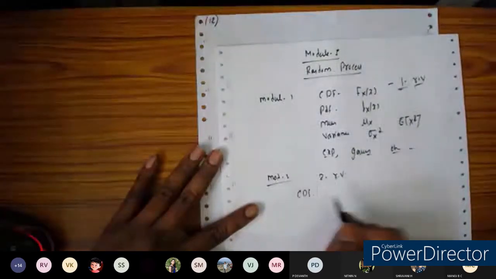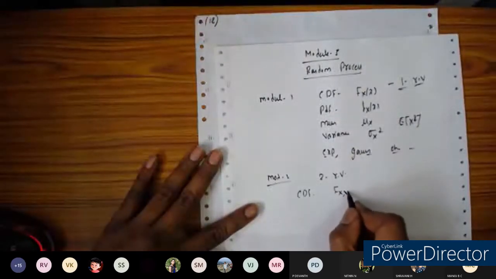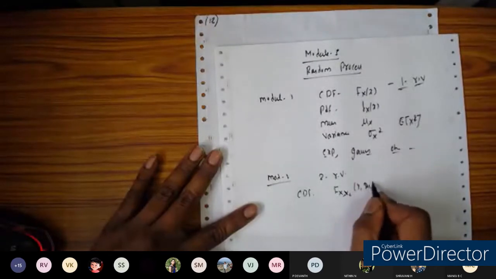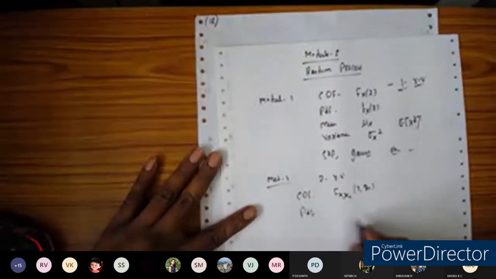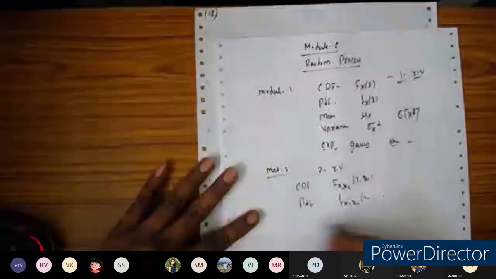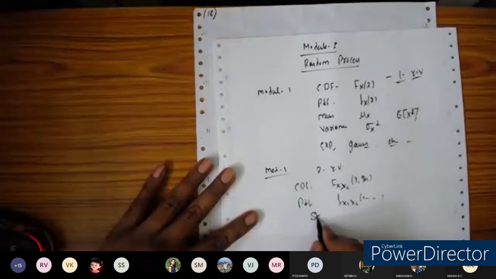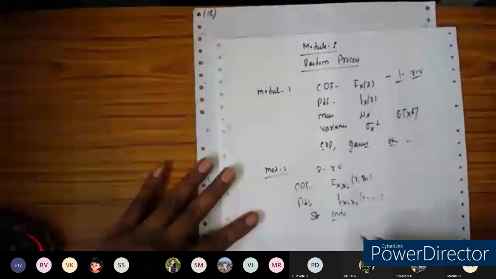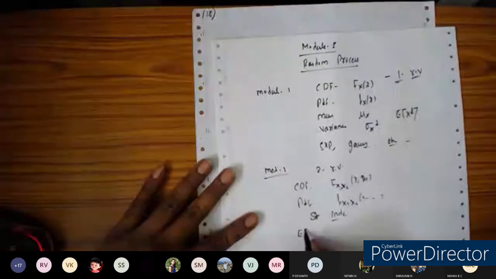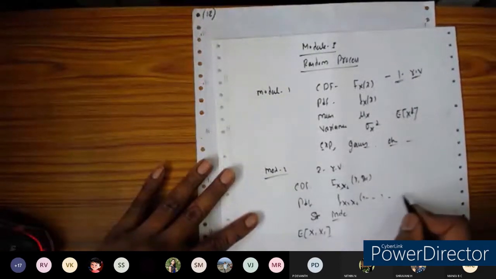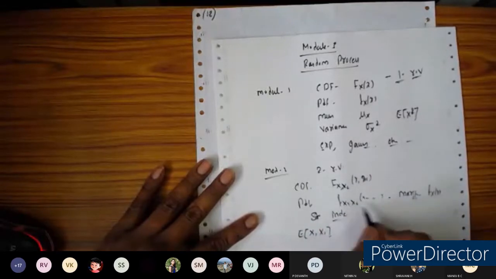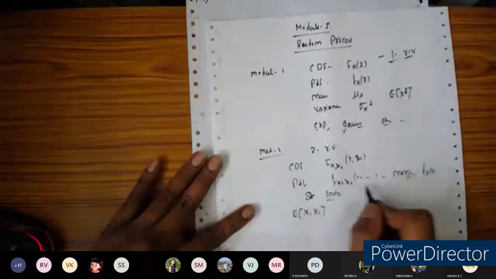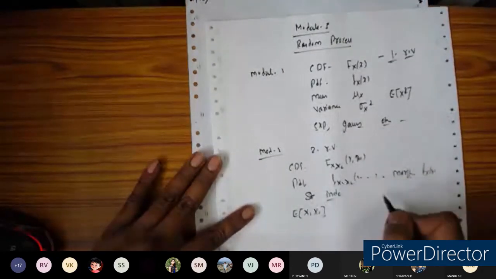For that, we have seen the CDF, called fx1x2 of x1 comma x2, and the bivariate PDF, called fx1x2 of x1 and x2. We have also seen statistical independence, how the variables become independent, and the expectation, that is the correlation of x1 and x2. From this we can obtain the marginal PDFs, right? The marginal PDFs we can obtain from the two random variables.